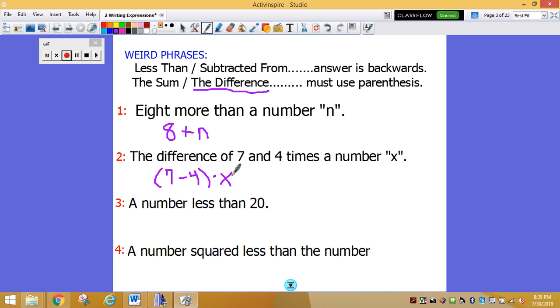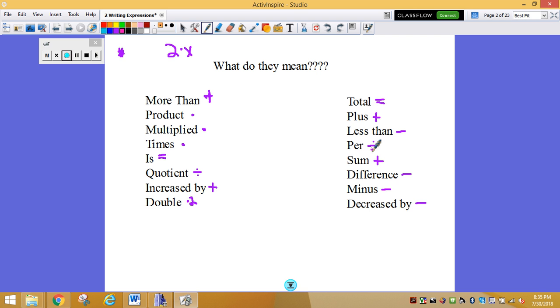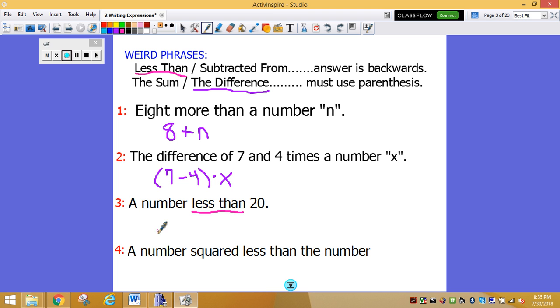A number less than 20. All right, this is one I said I'd point out when we got to one. Less than is the one that we're working with, and it's another weird phrase, all right? So it means we're going to write the answer backwards. It also means to subtract, okay? So I'm going to have subtraction, and I'm going to write it backwards. The number, it doesn't tell us what it is, so we're just going to use a letter. So I'm going to use an X, but it's going to go at the end, because remember, less than means that you write the answer backwards. So the X comes at the end, and the 20 is going to come first.